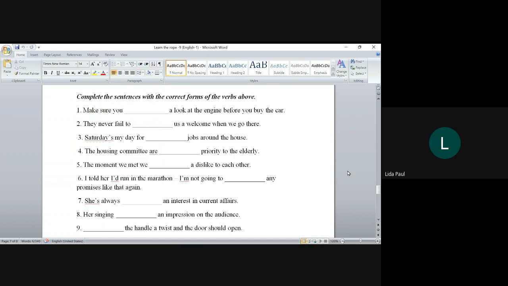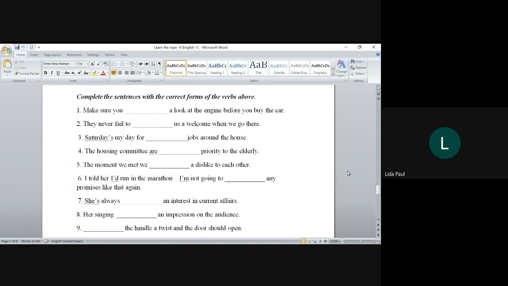They never fail to dash us a welcome when we go there. Give. Give us a welcome. Okay, all agree, give a welcome. That is the expression. Okay, so they never fail to give us a welcome when we go there.